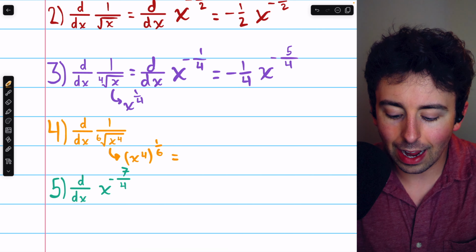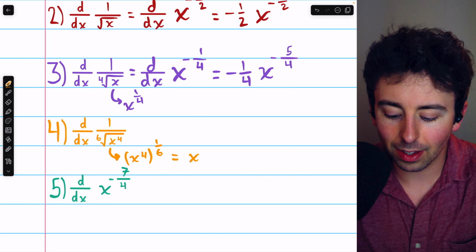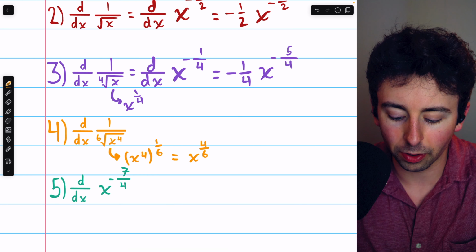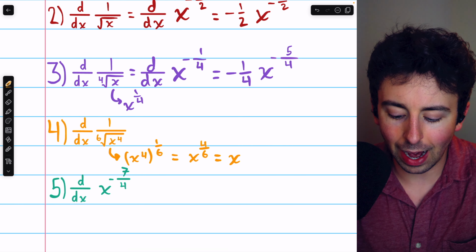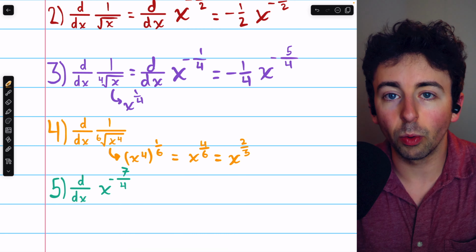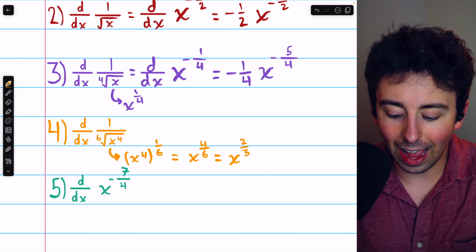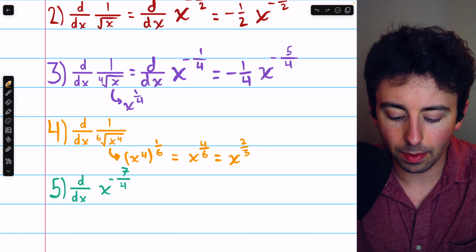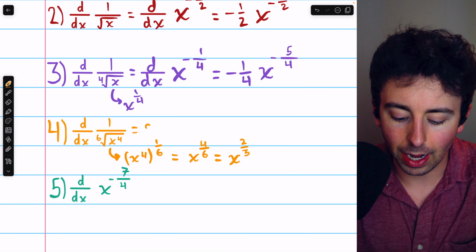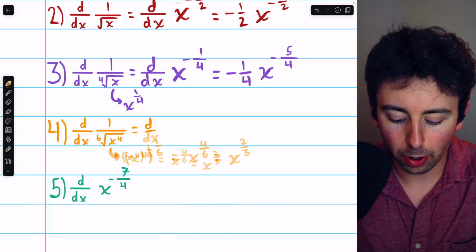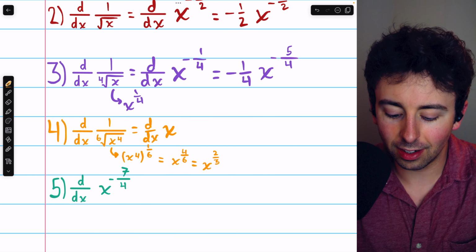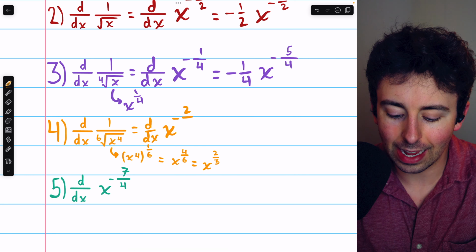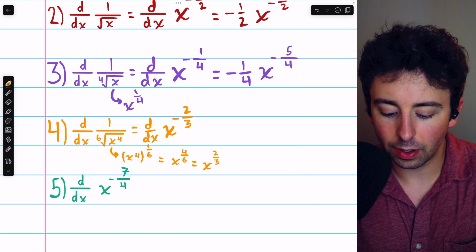Of course, by our exponent rules, that's the same as x to the power of 4 over 6. So that's what's in the denominator, but then we could reduce that fraction. 4 over 6 is the same as 2 over 3. So what's in the denominator, finally, is x to the power of 2 over 3. So we can get that out of the denominator if we just negate the power. So we're taking the derivative of this, which we can rewrite as x to the power of, since we're taking it out of the denominator, negative 2/3.